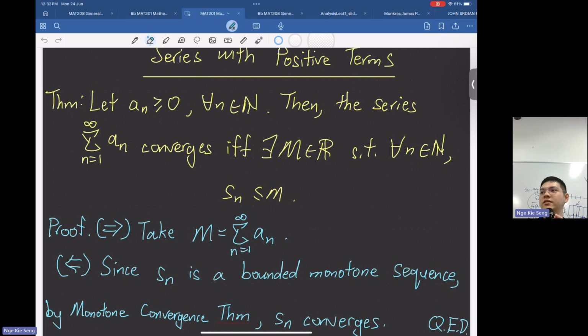Any question so far? Any question for this proof? Okay, so in this case, if you've got an infinite series with positive terms, one way is you straight away check whether it converges. The other way is as long as you can bound all your n partial sums, then you are good. With one number, if you can bound.